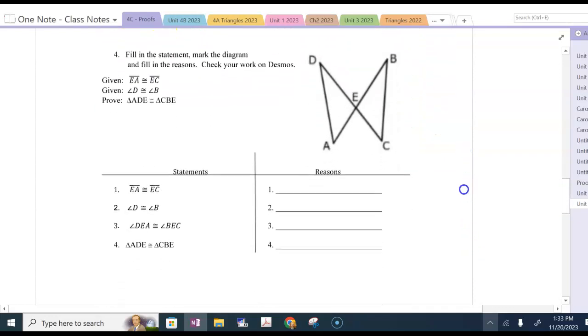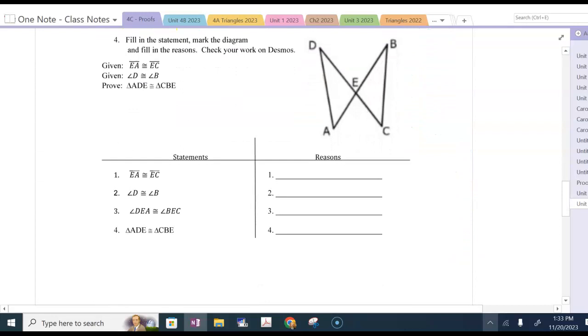Let's take a look at one more example where I filled in the proof, at least the statements. So EA is congruent to EC, that is given. And I'm going to mark EA and EC are congruent. The second given is angle B is congruent to angle D, that is given. So I'm going to mark angle B and D are the same.